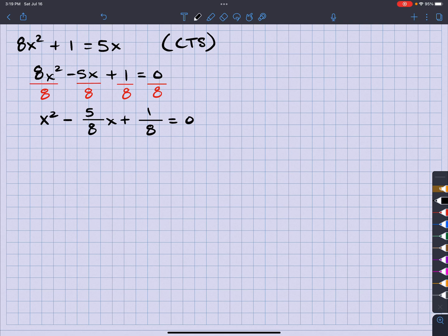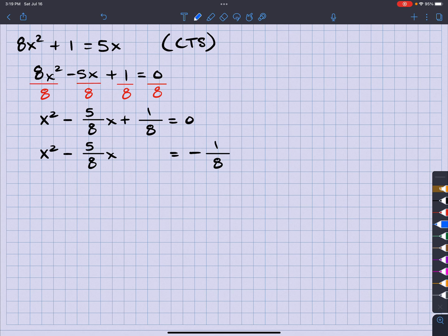So my next step is to move the old c over. So everything else stays the same, except I'm moving the c over to the other side. And when I move it over, it's going to be a negative 1/8 because I got to subtract it to the other side. Okay? So now I have to find a new c.